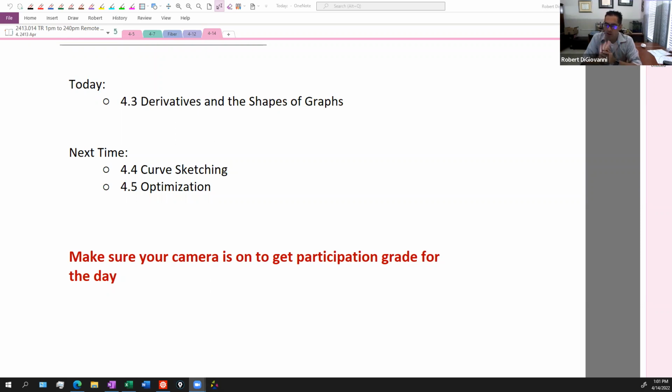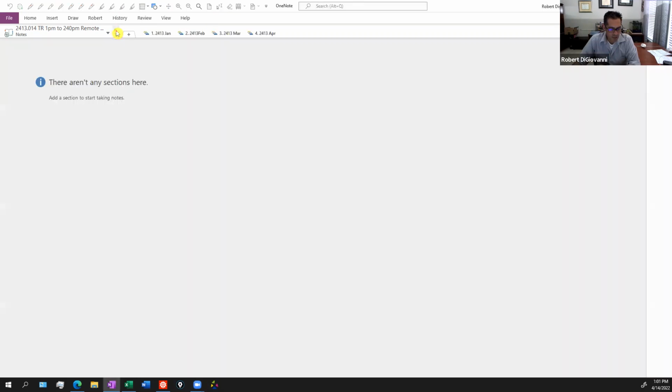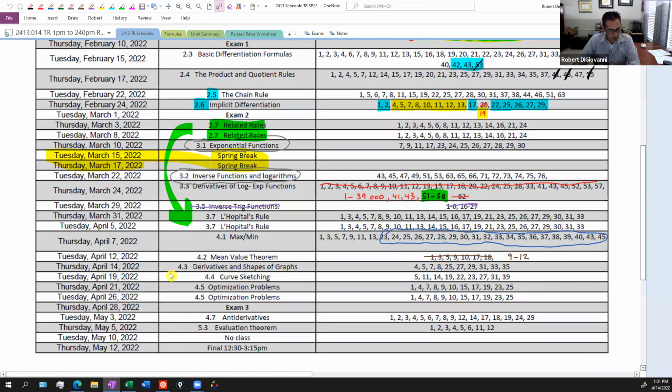All right, everybody, good afternoon. Let's get started here. Today we're covering 4.3 derivatives in the shapes of graphs, and then next time curve sketching and optimization. So I think we're pretty much on schedule in terms of our calendar. We are supposed to be starting today derivatives in shapes of graphs, so good.